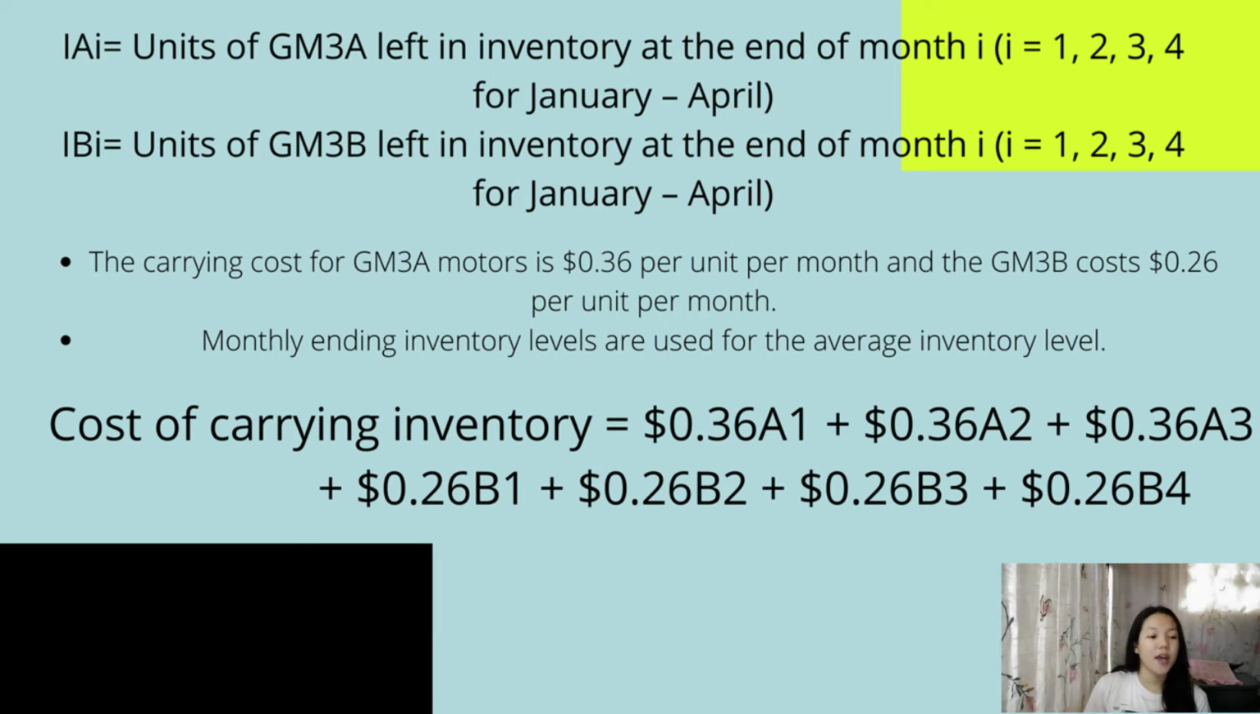And to produce the first model, the GM3A, you'll be needing $20. And for the other model, the GM3B, you'll be needing $15. Both increased by 10% on March 1. Thus, this is the function, this is the equation. The cost of production is the sum of the cost to produce per model.